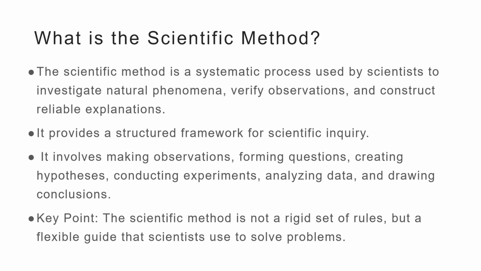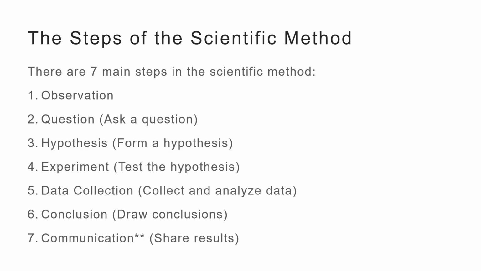There are 7 main steps in the scientific method. Let me list them for you. As shown here in the slides, we have 7 steps. Observation, then comes a question, then hypothesis, then experiment and data collection followed. Then after analyzing, there is a conclusion and communication. We are going to go through each of these steps one by one.